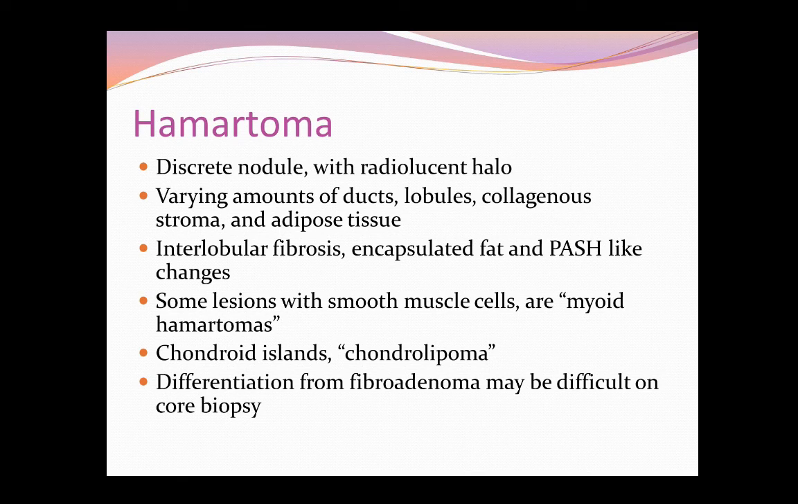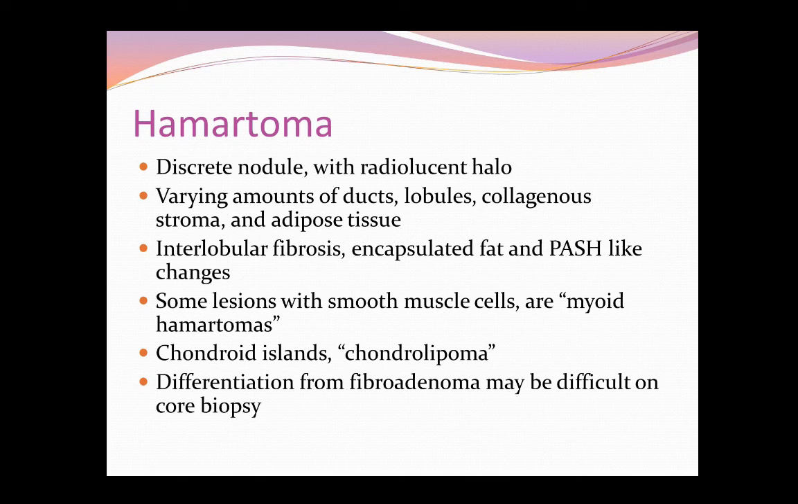Hamartoma. It's an interesting differential. It's always in the differential, but you rarely see this diagnosis. The main differential is fibroadenoma. It presents as a discrete nodule. Some lesions can have a characteristic radiolucent halo, but not all of them. They have varying amounts of mammary ducts, lobules, collagenous stroma, and adipose tissue. So the same components as the breast parenchyma.